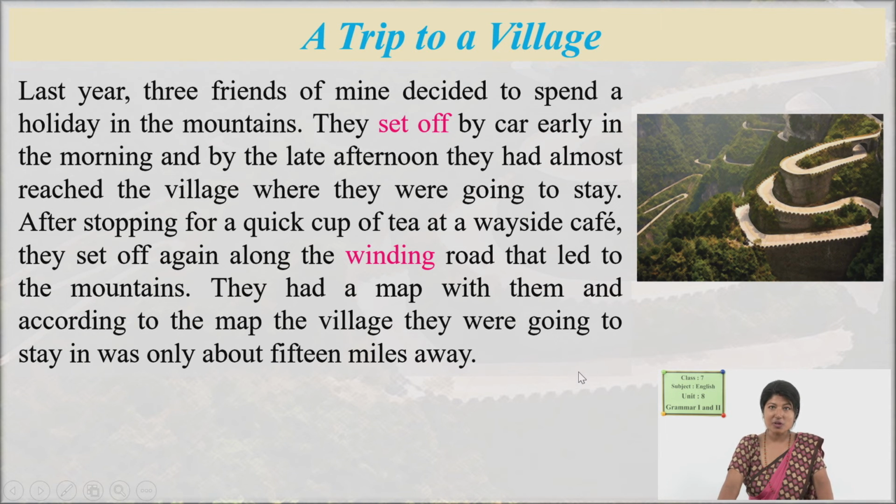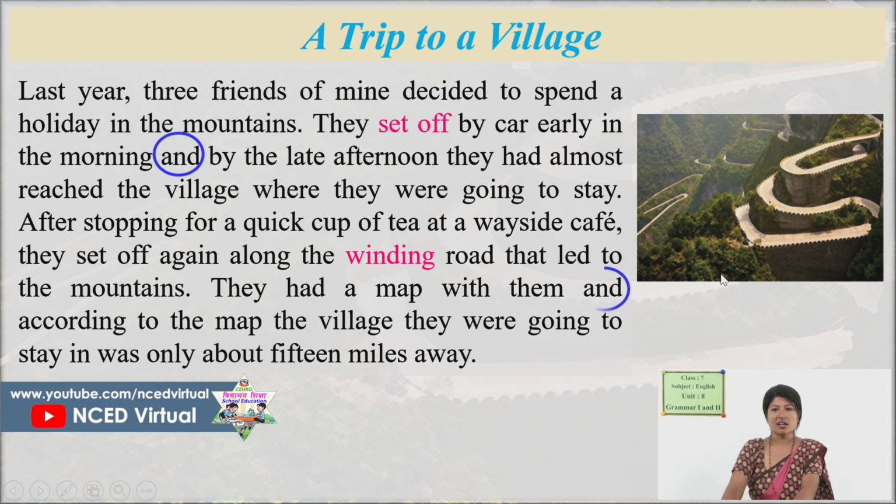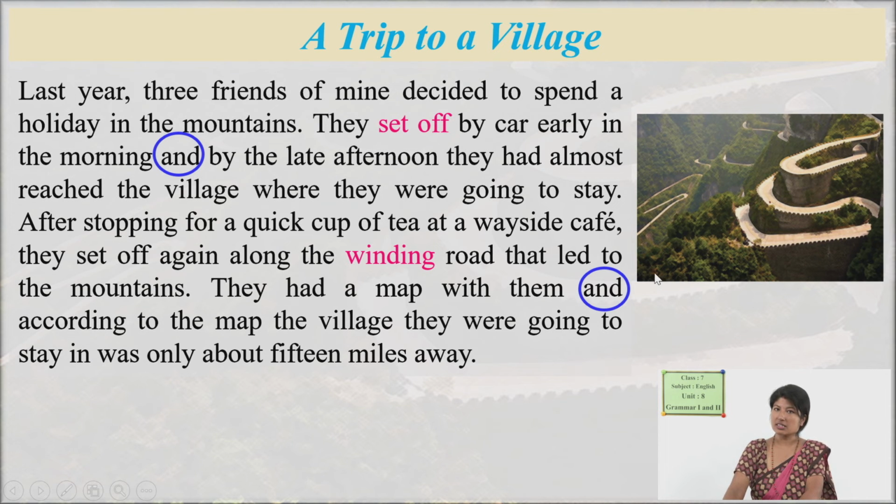So, did you find the words? The words that we discussed? Yes, you found right. Where is it? Let me show you. Is it over here? Yes. And look here. They set off by car early in the morning and by the late afternoon. So two ideas are joined, connected by the use of and. Are there any more? Yes, again and is here. So the use of and is the same in both places, for the same purpose.